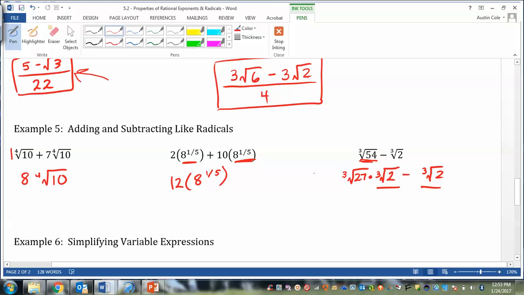What's the cube root of 27? Careful. 3. So I have 3 cube root of 2 minus cube root of 2. Okay? Now here's my question. Can I subtract them now? It's connected, but would you agree that there's just a 1 there? Okay?